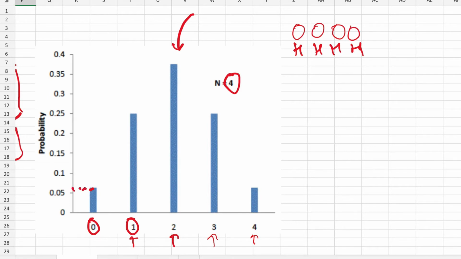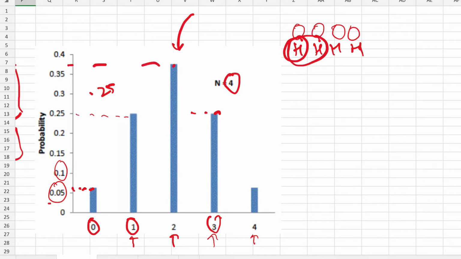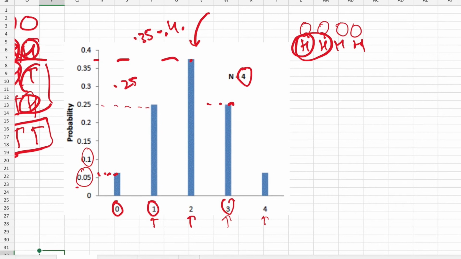So getting 0 heads, the probability of it would be somewhere between 0.05 and 1, right? In the same way, the probability of getting at least 1 success, meaning at least 1 head, or at least 3 heads in this experiment, would be 0.254. The maximum probability in this experiment would be getting 2 heads, meaning 2 successes, and this would be somewhere around 0.35 to 0.4.